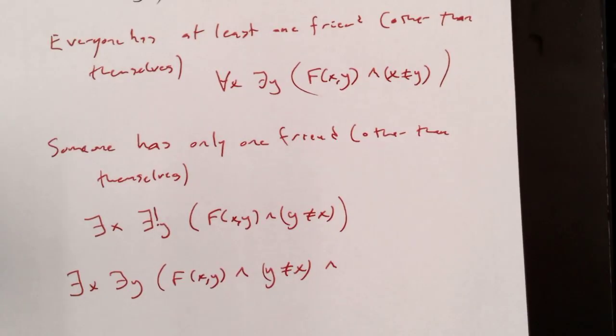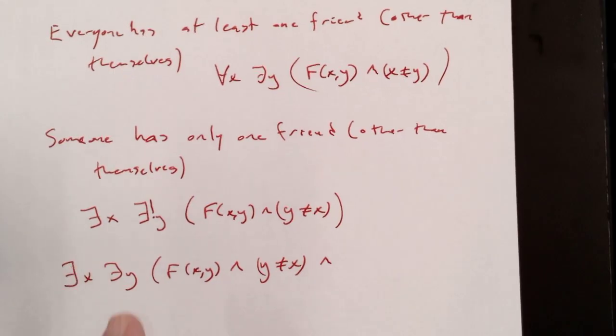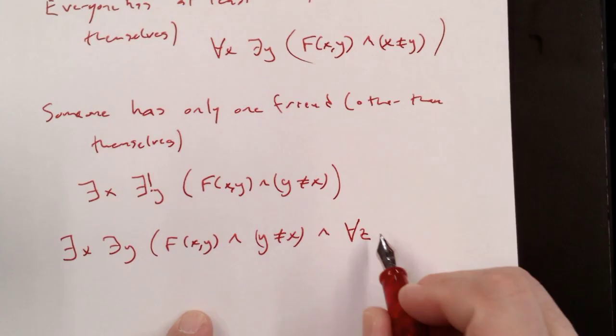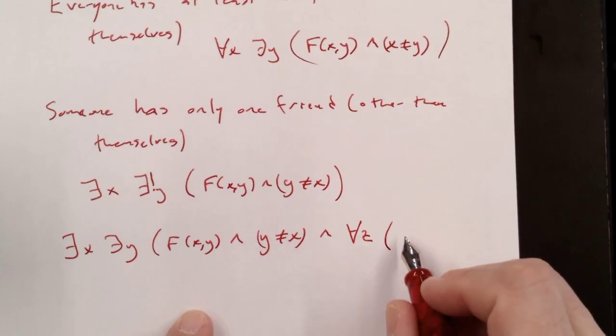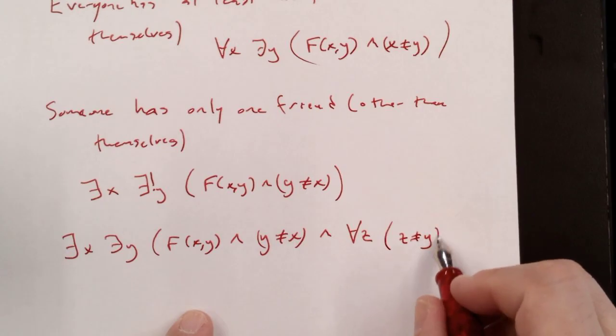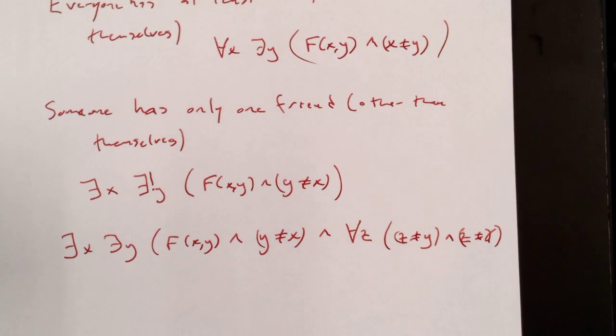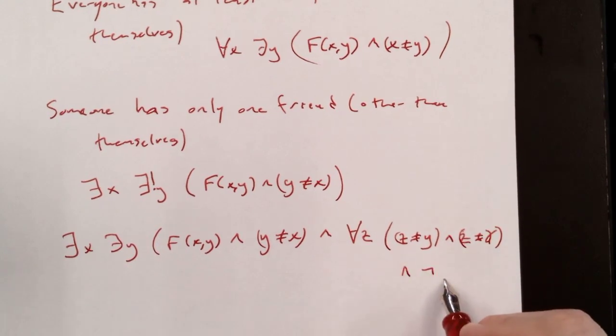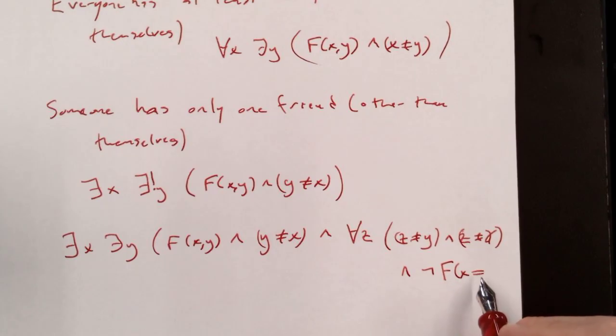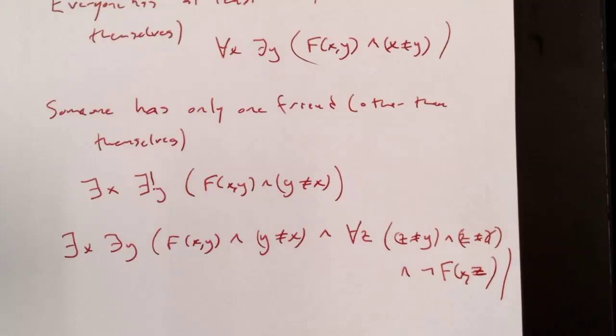So now I'm going to add another quantifier inside the scope of this for all Z, where Z is not Y and Z is not X and X is not friends with Z. So that's the way to get rid of needing that little exclamation point and say, oh yeah, and for the rest of them, it doesn't work. I am leaving in the possibility that X could be friends with themselves.